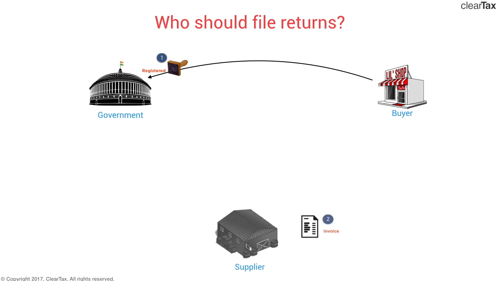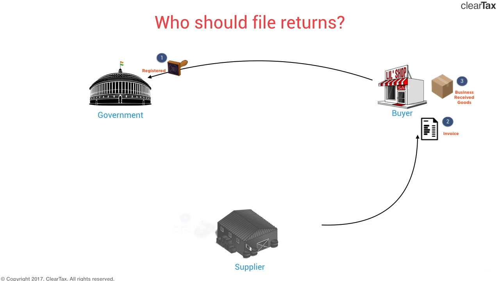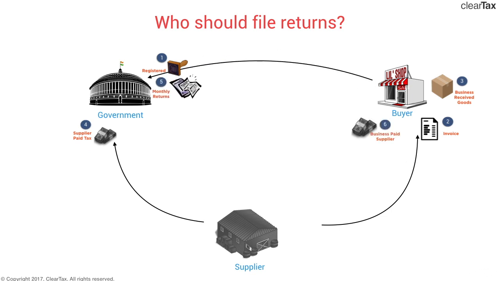A transaction would include the supplier raising an invoice, actually supplying the goods or services to the buyer, and then paying tax to the government on such transaction, collecting the tax as well as the amount for his supplies from the buyer, and the buyer and the supplier filing returns to the government. This is what is involved in the tax process.